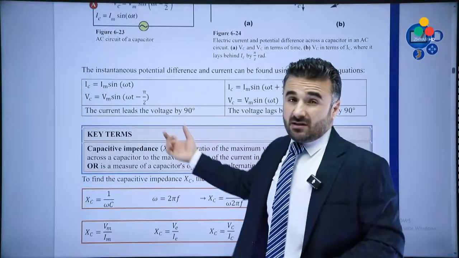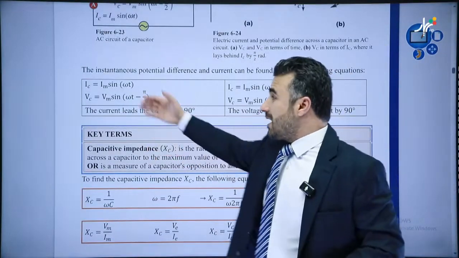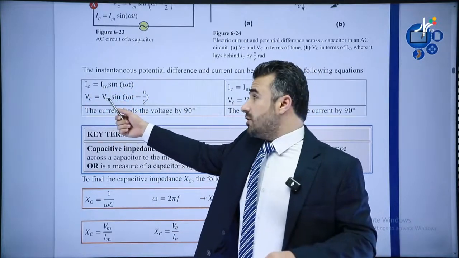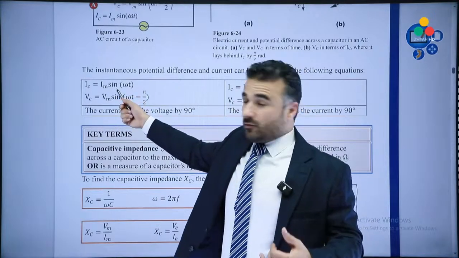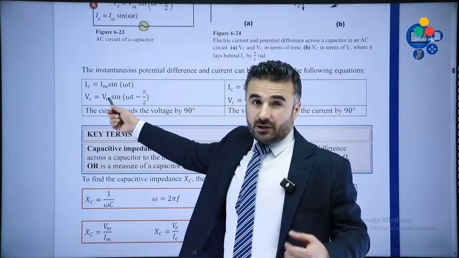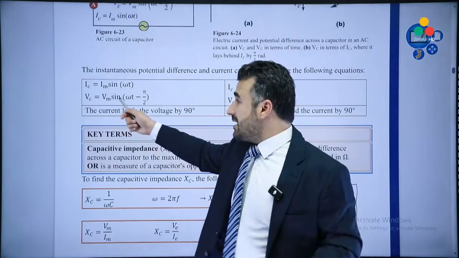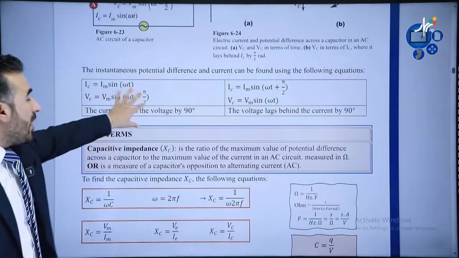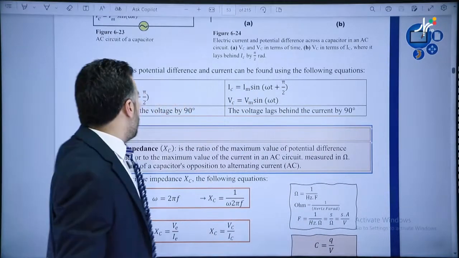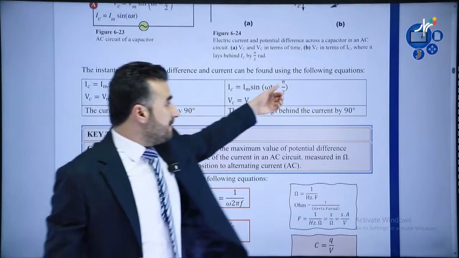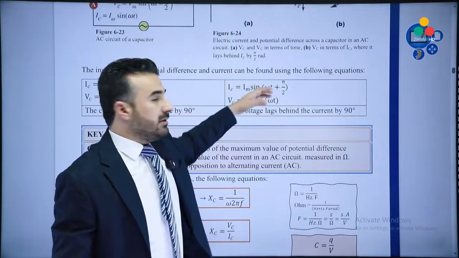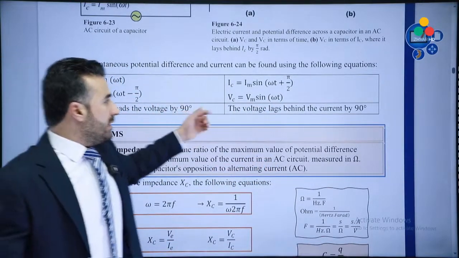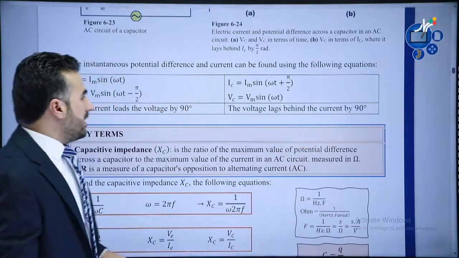And for the instantaneous values or equations, we can write the instantaneous current equal to I maximum sine omega t. For the voltage, because we don't say this one is leading, we have to write negative pi/2, indicating that the voltage lags behind the current by pi/2 or 90 degrees. And if we don't write it this way, we can write it this way: the instantaneous current, omega t plus pi/2, indicating that the current leads the voltage by 90 degrees. So we can say the current leads the voltage by 90 degrees, or the voltage lags behind the current by 90 degrees as well.